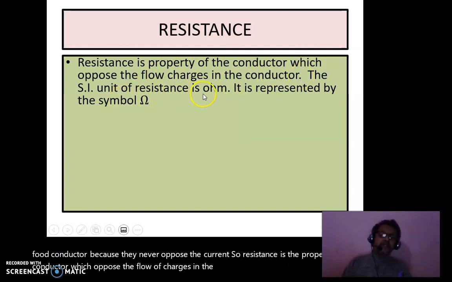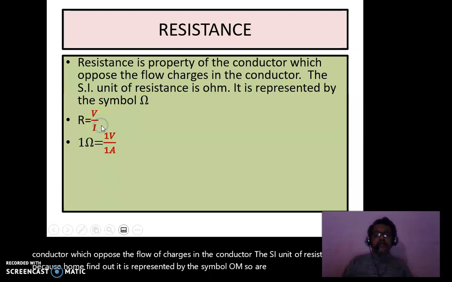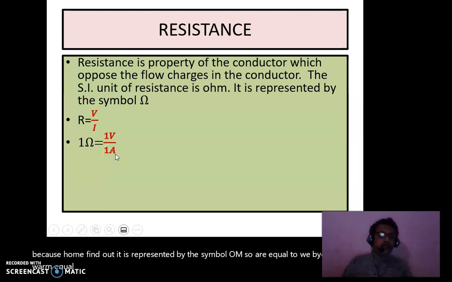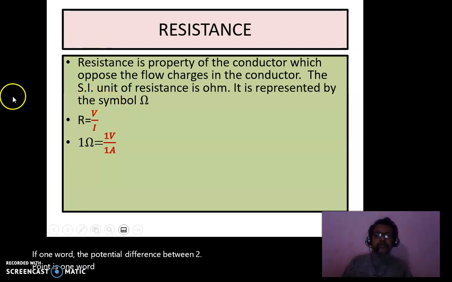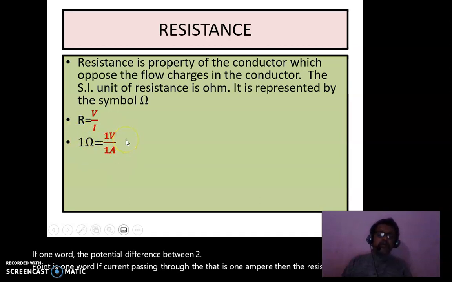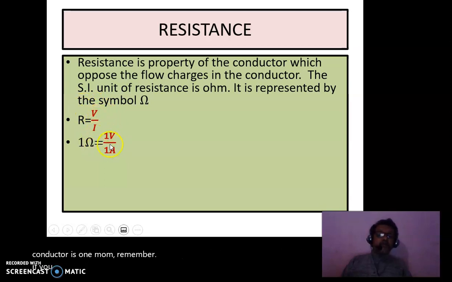The SI unit of resistance is ohm, named after Ohm, and it is represented by the symbol Ω. So R equal to V by I. So 1 ohm equal to 1 volt by 1 ampere. What does 1 ohm mean? If the potential difference between 2 points is 1 volt, and the current passing through is 1 ampere, then the resistance of that conductor is 1 ohm. If you remember this, then you can easily define the ohm.